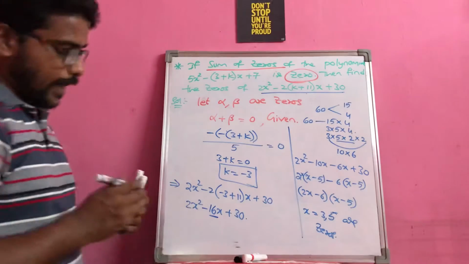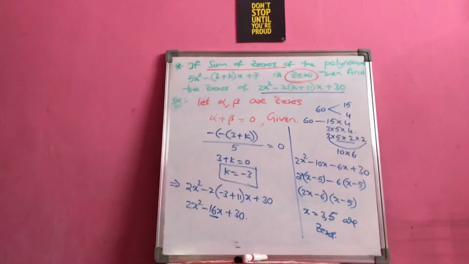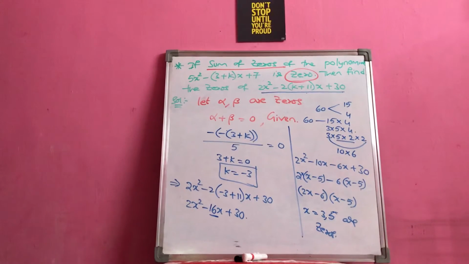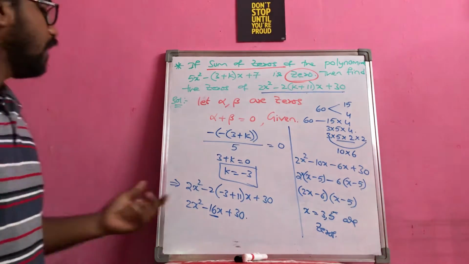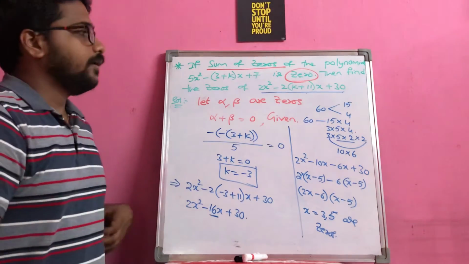So this is how you have to identify the conditions, and then accordingly you have to go for the further proceedings in the question. Here in this question they mentioned very directly that the sum of zeros is 0. That is why alpha plus beta is equated to 0, and I simplified to get the value of k. Once I get the value of k, I can substitute it in the required function, and then I can get the factors or zeros for that polynomial, right?